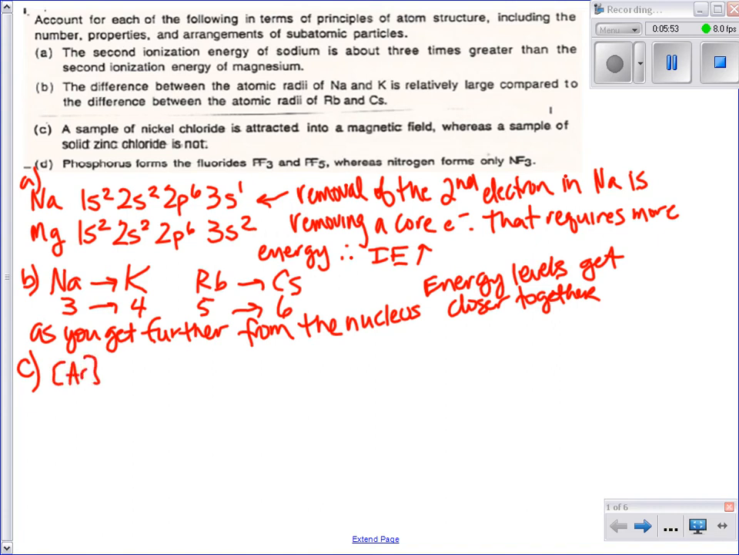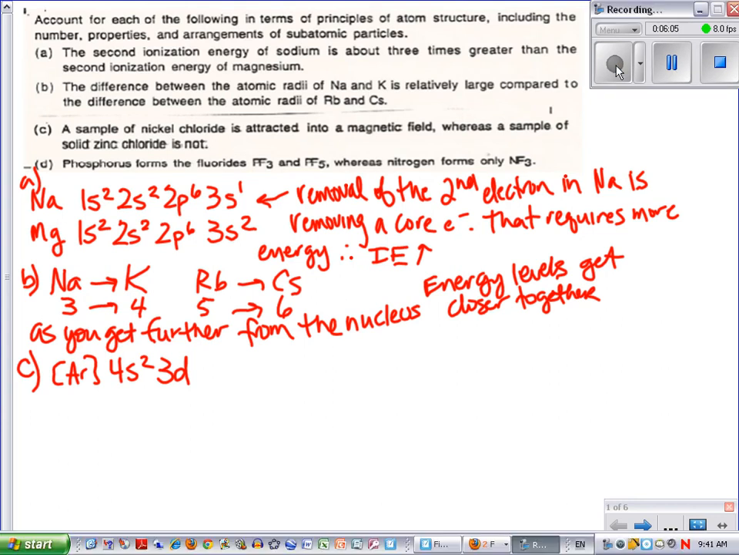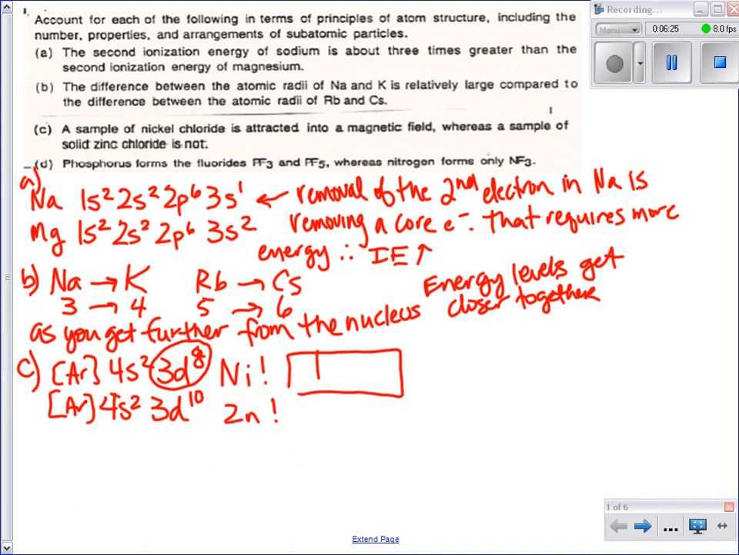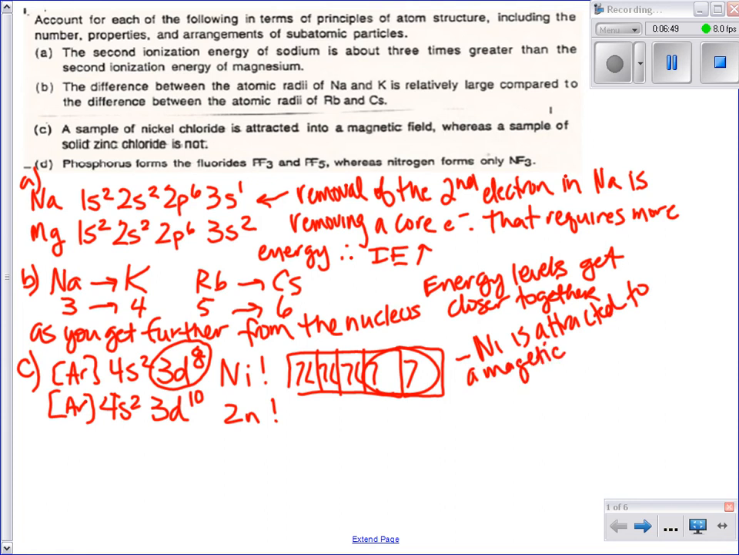I would go Ar 4s2. What's nickel? 3d8. And then zinc is 4s2 3d10. So if you look at this in a spin diagram, you would see you would have unpaired electrons. So you would say nickel is attracted to a magnetic field because it has unpaired electrons. It is not sufficient to say it's paramagnetic.